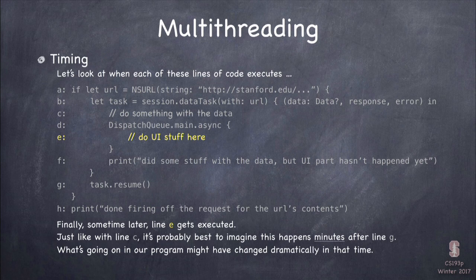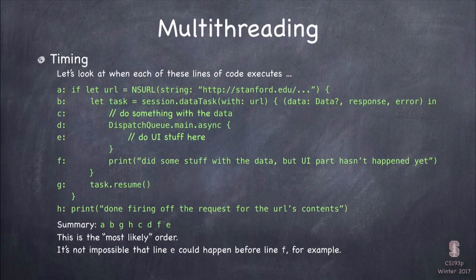Does everyone understand that process? So to summarize, it's A, B, G, H, C, D, F, E. Now, the thing about this, there's actually not necessarily exactly this way. Because when you dispatch things to the main queue from the main queue, they could run right away. So it is possible that E could happen before F.